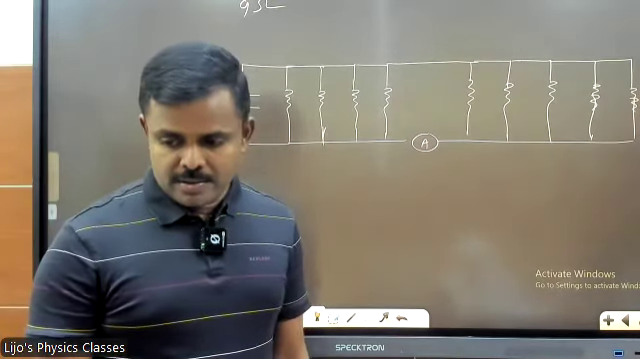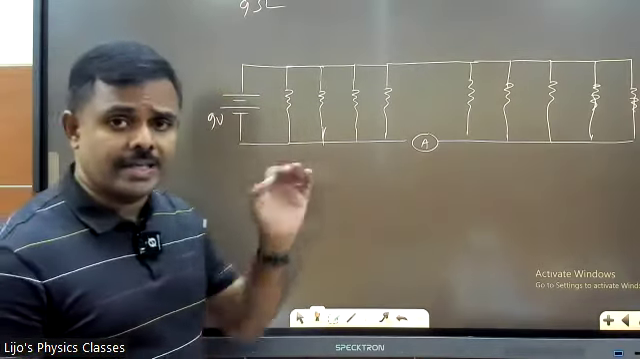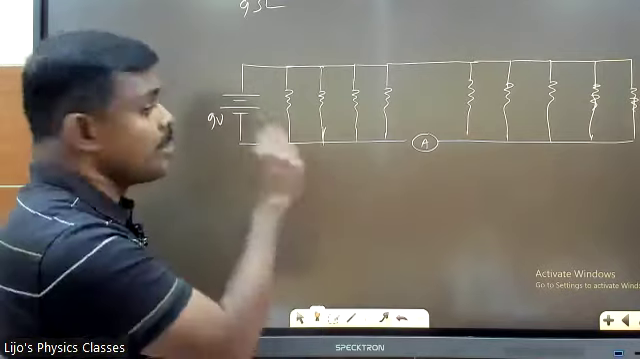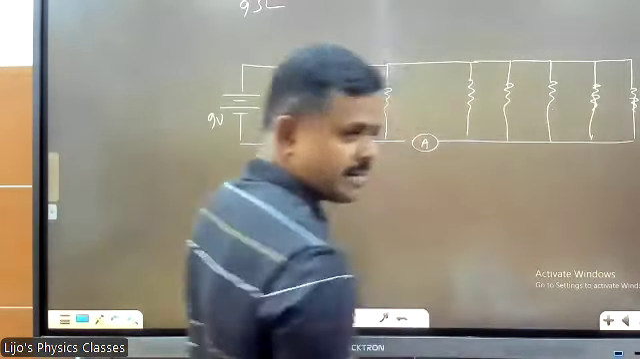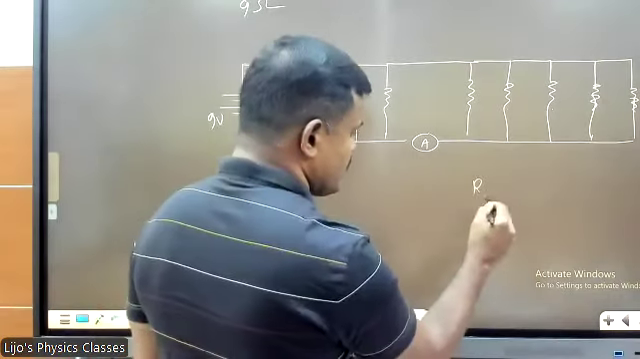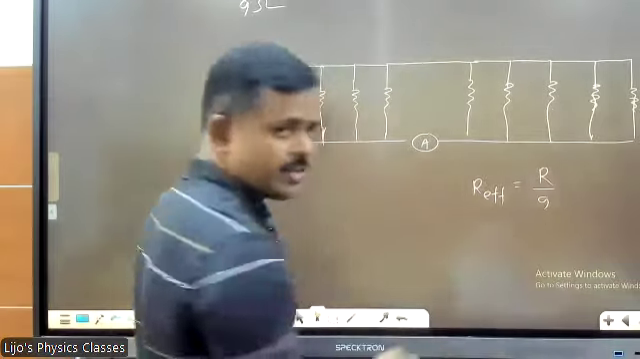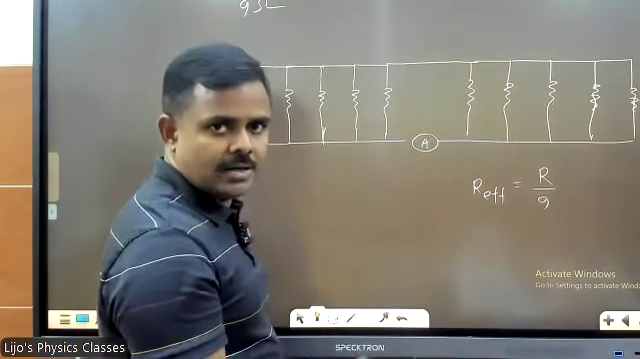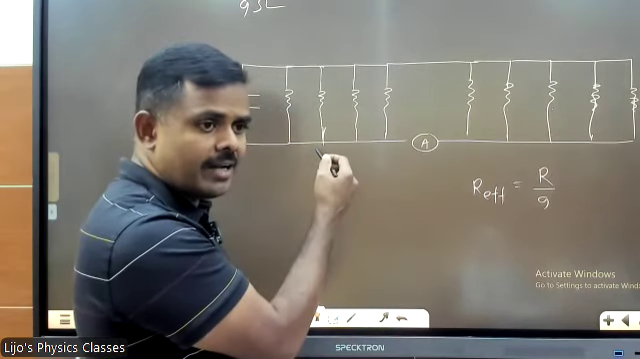Do not go too much into this, do not dig too deep into this. I can tell you with simple things. How many resistors are there? 1, 2, 3, 4, 5, 6, 7, 8, 9, right? All of them are identical, right? So what is R effective? Value of a single resistor divided by number of resistors. Am I correct? All are identical, all are in parallel.